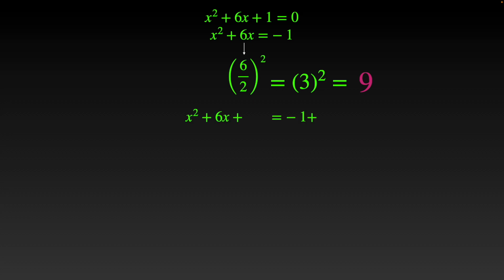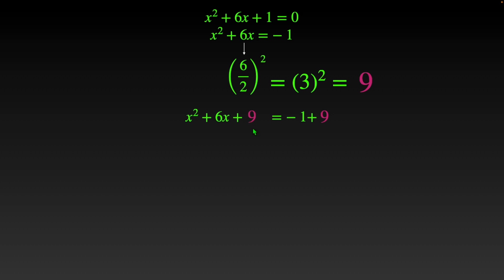We're going to rewrite the equation from this line here, x squared plus 6x equals negative 1. But notice I put plus an empty space on the left and plus an empty space on the right. And that is where we're going to put that 9. We're going to put it here and also here. Whatever change we make to the left-hand side, we must do the same to the right-hand side because of the equal sign.